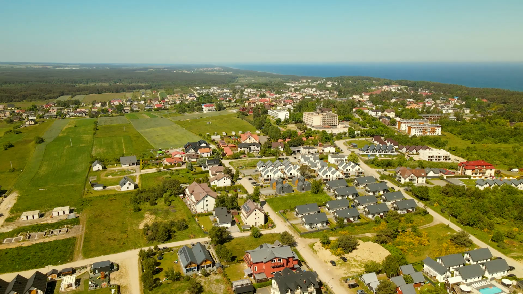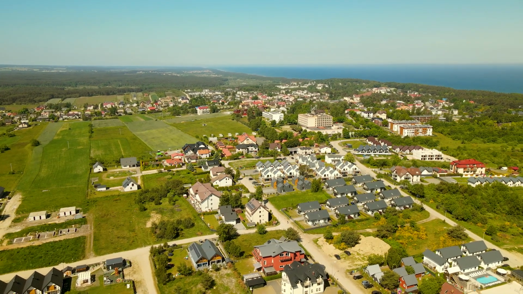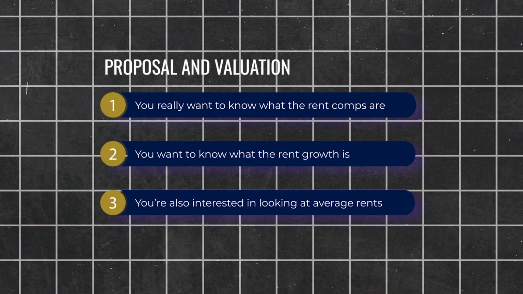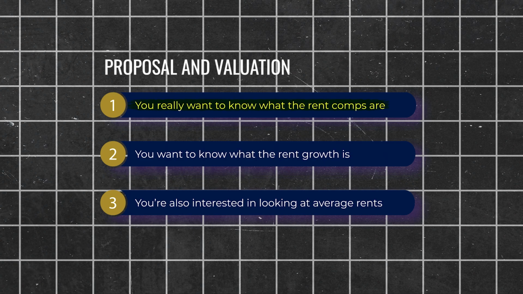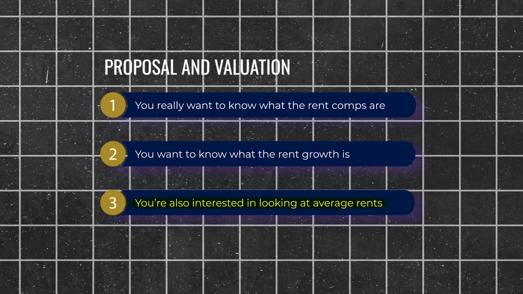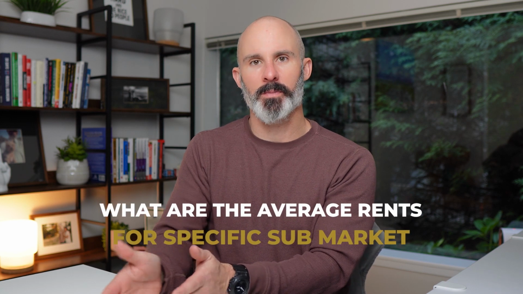And so for the first one, we're going to start with Bard and we're going to look at rent comps. Now, this is something you do as a broker or an investor, but mainly as a broker all the time. If you're putting together proposals or doing an evaluation for somebody, you really want to know what the rent comps are. You want to know what the rent growth is. You're also interested in average rents. So if I'm an apartment broker valuing a property, I really want to know what the average rents are for a specific submarket. And so we're going to ask Bard to do that.